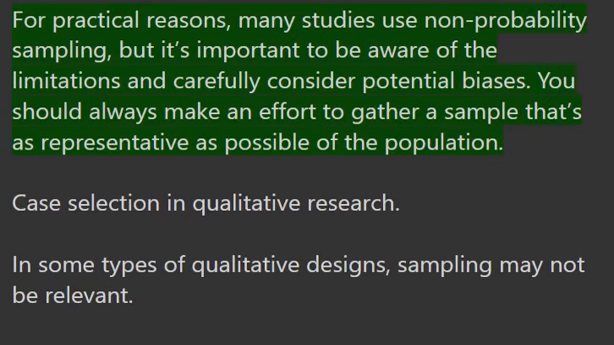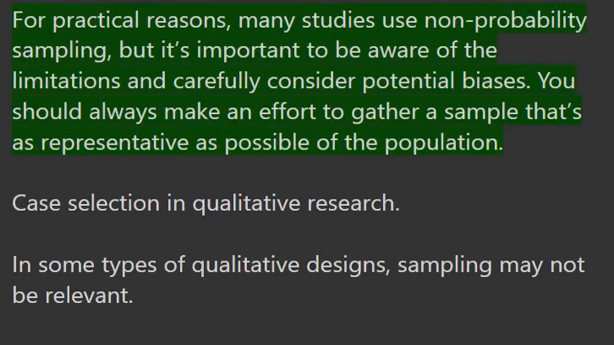Case selection in qualitative research. In some types of qualitative designs, sampling may not be relevant. For example, in an ethnography or a case study, your aim is to deeply understand a specific context, not to generalize to a population. Instead of sampling, you may simply aim to collect as much data as possible about the context you are studying.